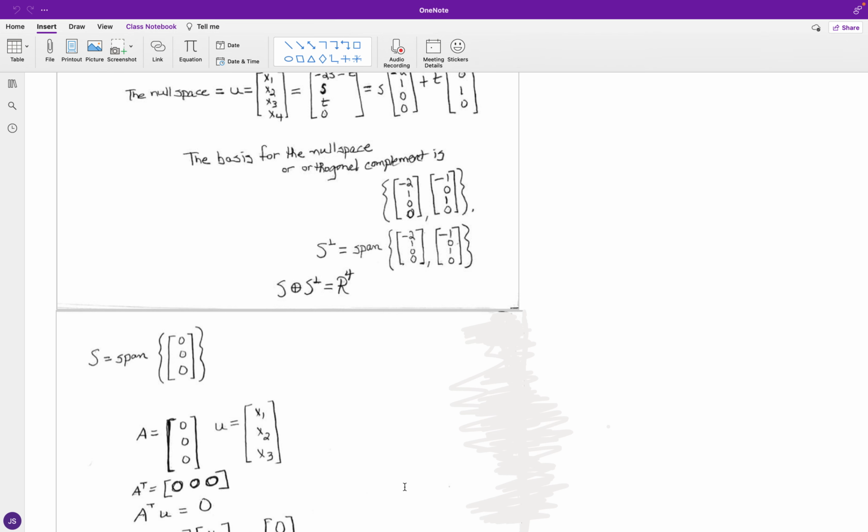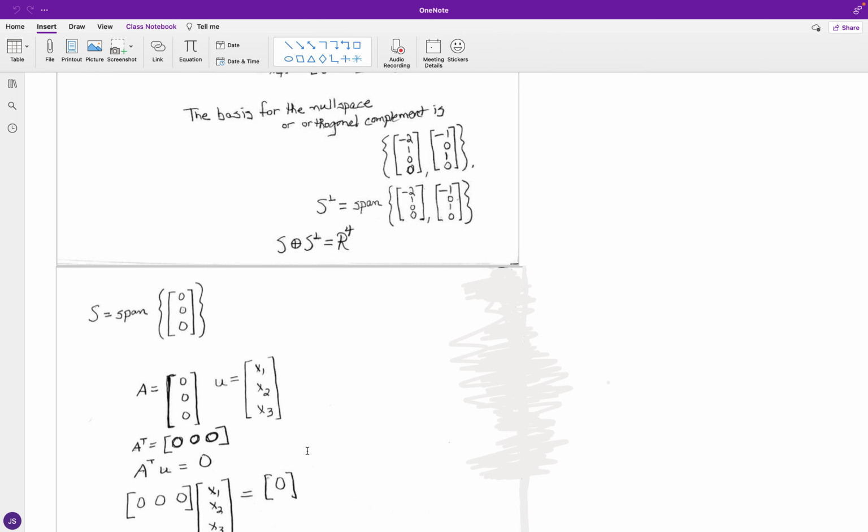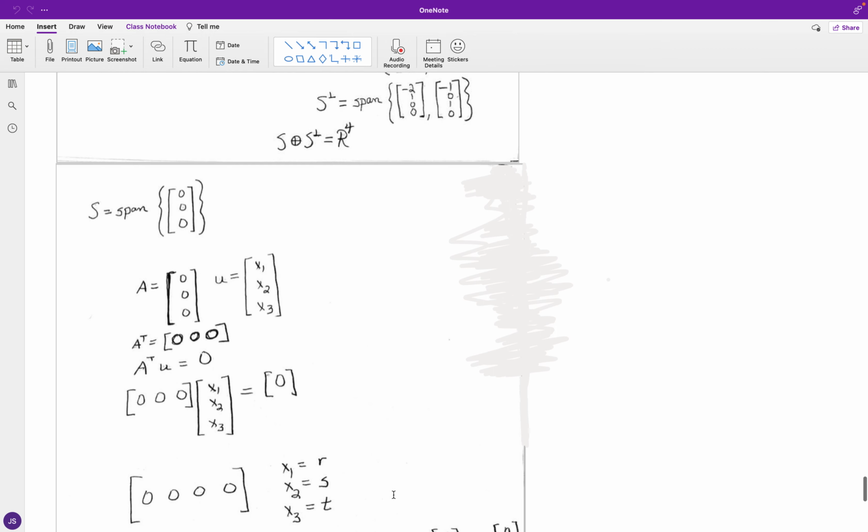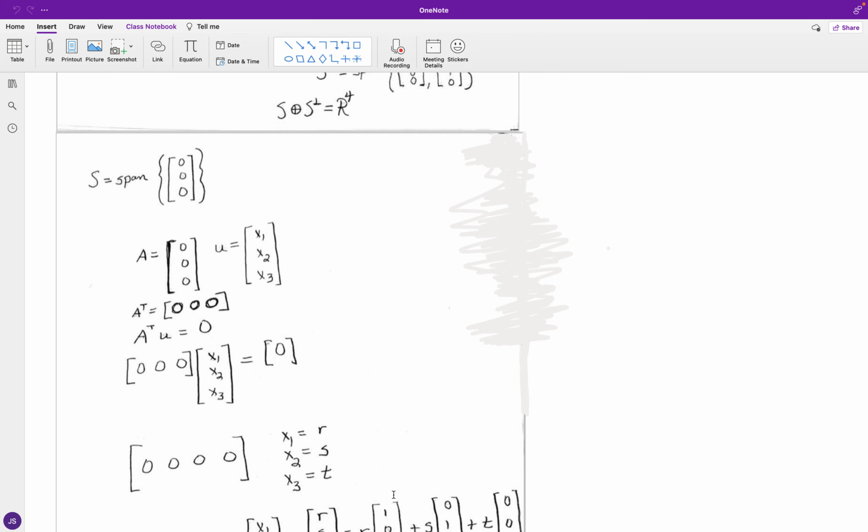Now, let's say S is going to be the span of 0, in the form of a 3 by 1 arrangement, with 0, 0, and 0. So the coefficient matrix will be 0, 0, and 0 vertically. For the null space, we have x1, x2, and x3. And the transpose has zeros running across, a 1 by 3 arrangement. Looking at the transpose of A times U equal to 0, with U being the null space.